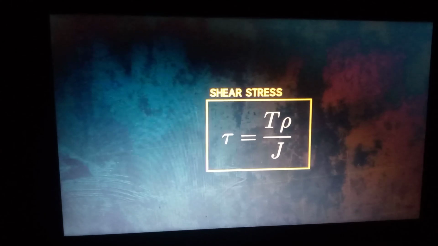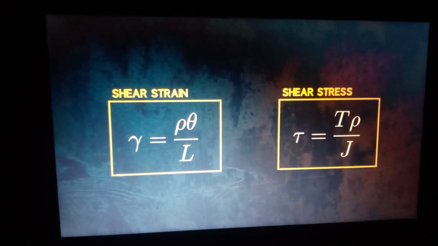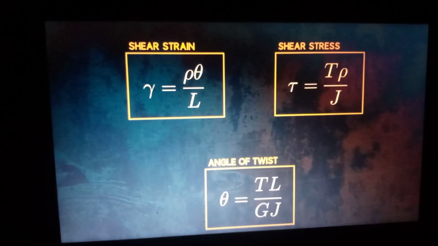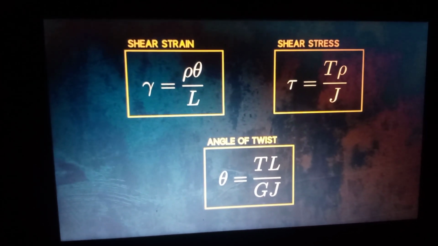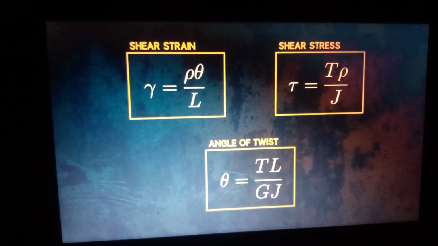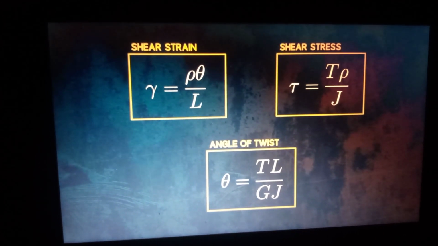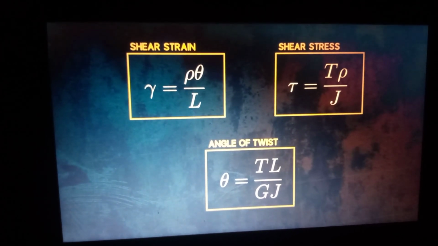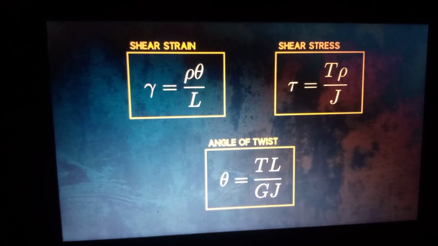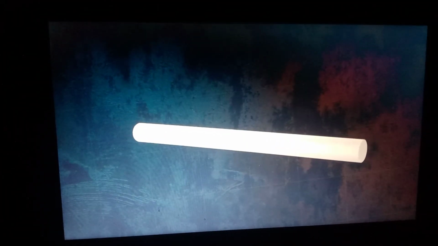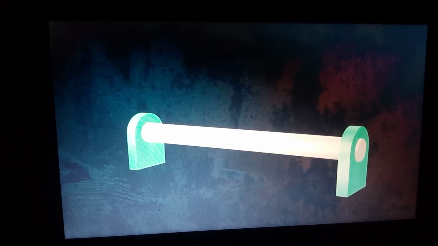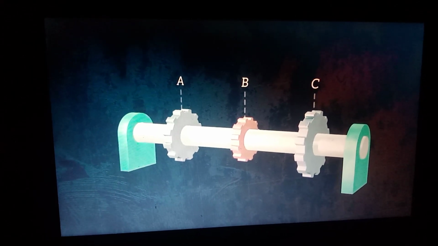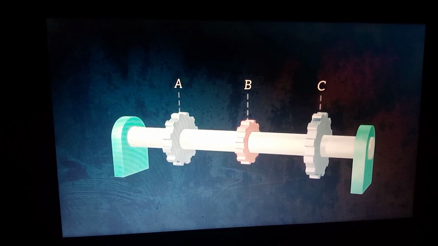So we now have equations that allow us to calculate the shear strains and shear stresses. We also have the equation for angle of twist that we talked about earlier. These three equations tell us everything we need to know about a circular bar which is under torsion. So far, we have only talked about a uniform bar fixed at one end with a single applied torque, but shafts are often loaded by multiple torques. This shaft, for example, which is supported by bearings at both ends, is driven by a gear at point B, and in turn drives two gears at points A and C. It is loaded by three torques.